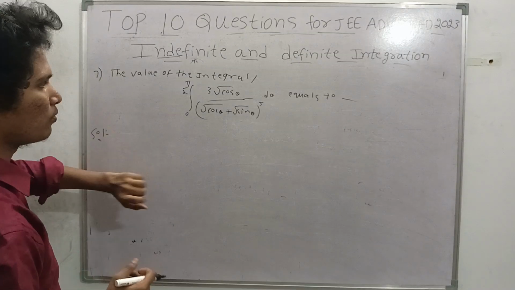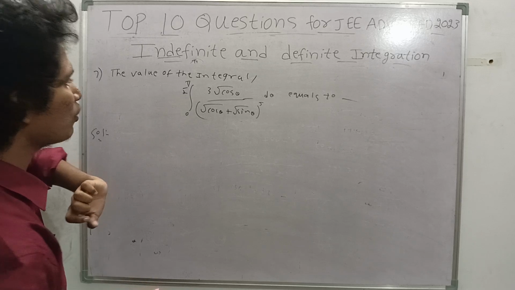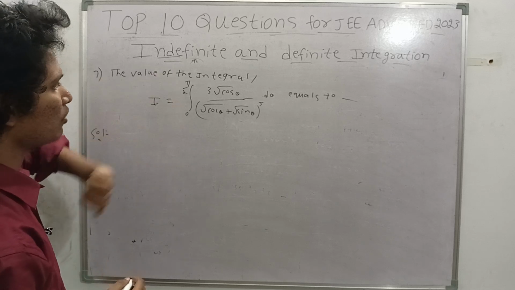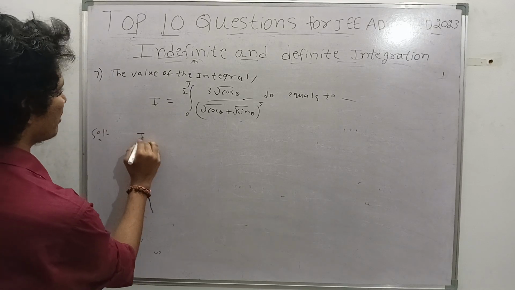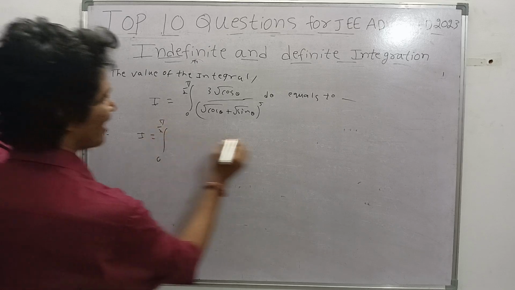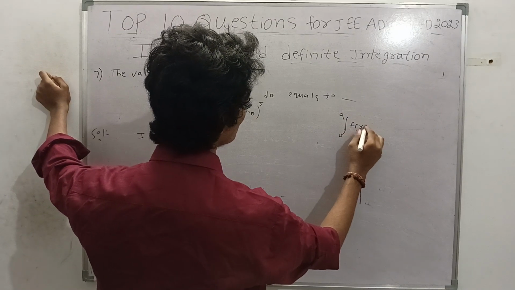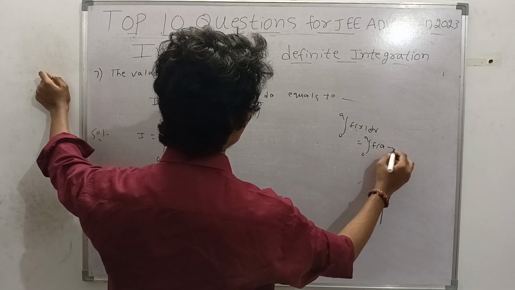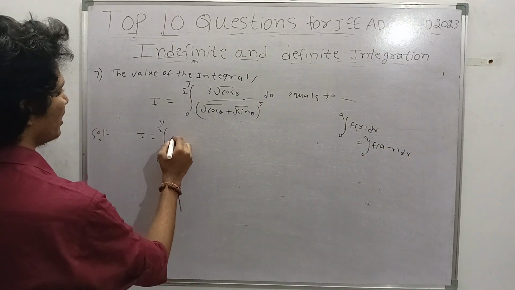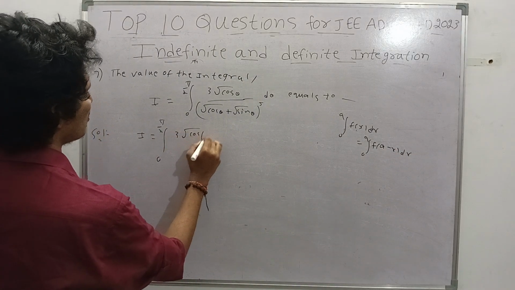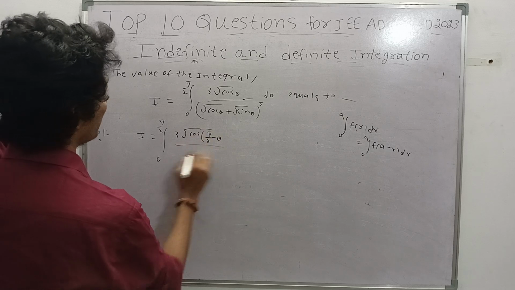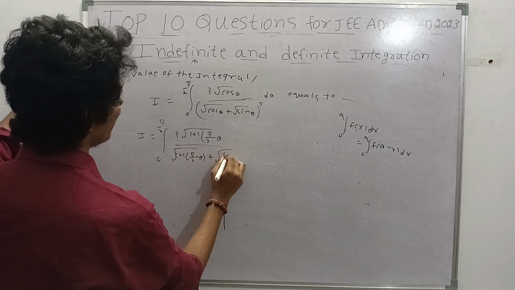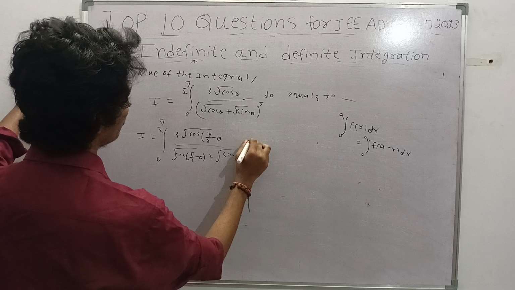Now think what we can do. Suppose we assume this as I. Now it is 0 to pi by 2. I can apply this formula: integration 0 to a of f of x dx equals integration 0 to a of f of a minus x dx. I can replace this, so it will be cube root of cos of pi by 2 minus theta divided by (root of cos of pi by 2 minus theta plus root of sine of pi by 2 minus theta) into d theta.